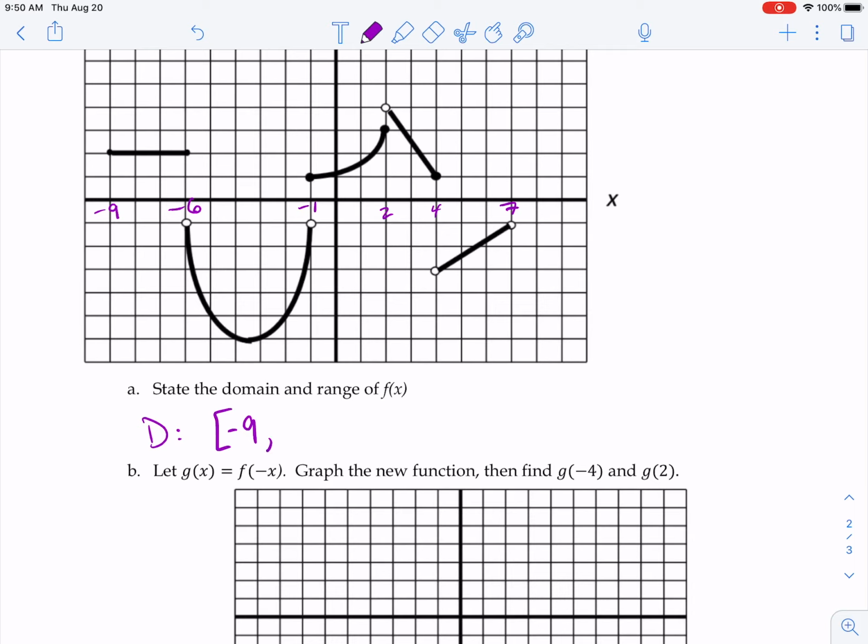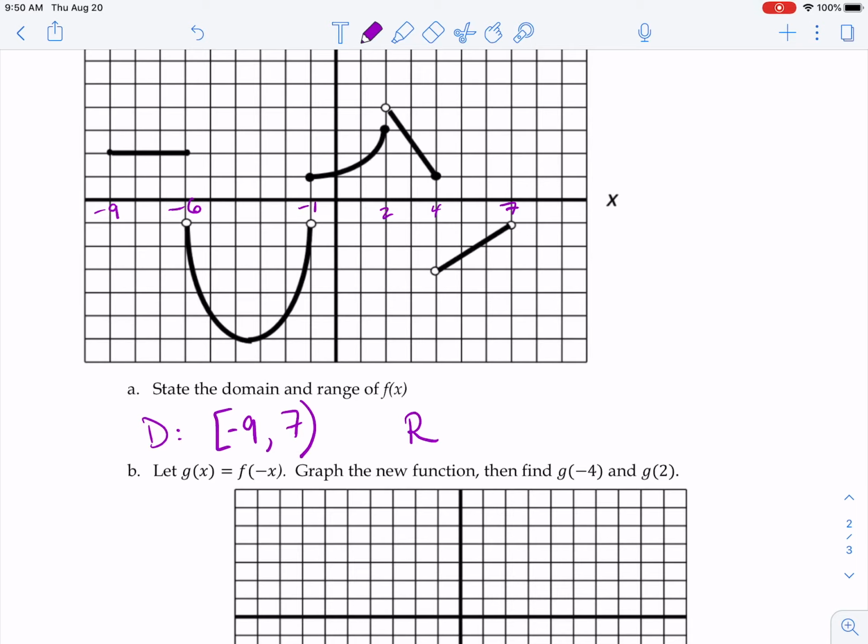And then it goes all the way to 7, right? 1, 2, 3, 4, 5, 6, 7. Yes, but it does not include 7. Okay, so that's the best way to describe the domain. You could list all the individual pieces, but that gets tedious, and I think this is a more efficient and effective way to answer the question.